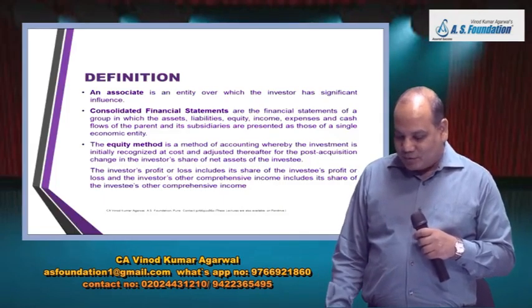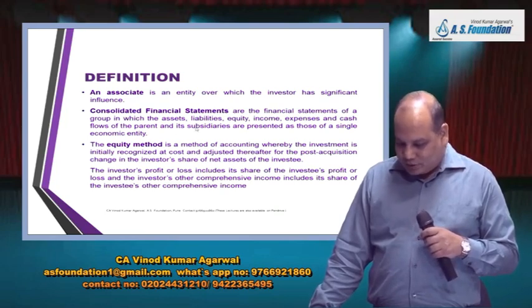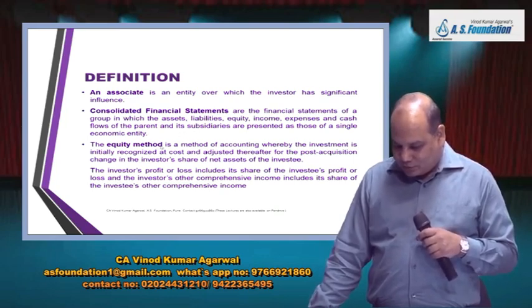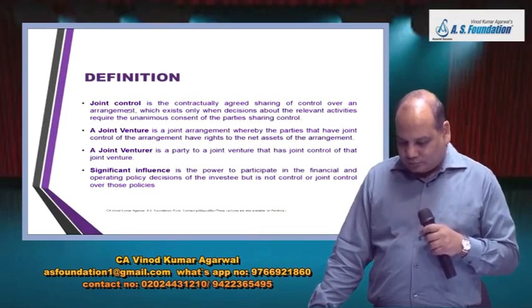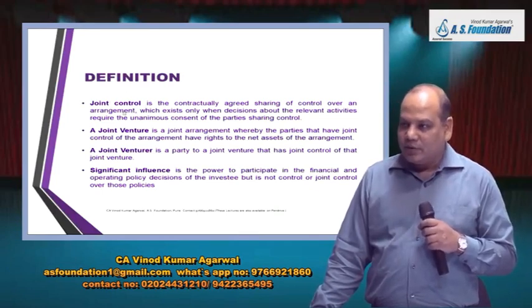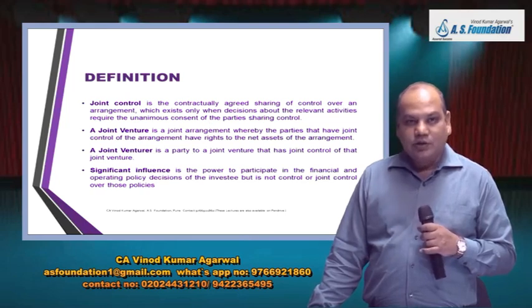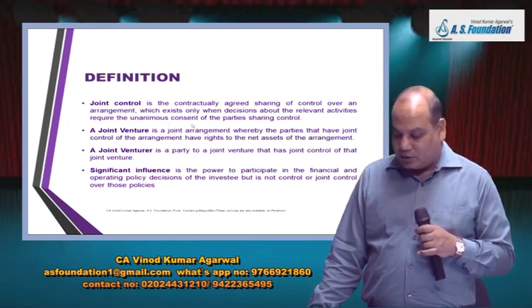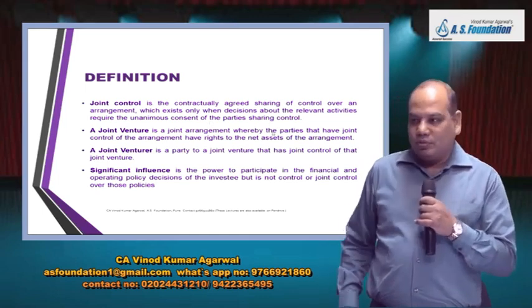Okay. So now see the definitions. Some definitions I will not read again. Associate is done. Consolidated financial statement we know. Equity method I have just now explained. Now next is definition of joint control. This definition is same as in IFRS 11. It is the contractually agreed sharing of control over an arrangement, which exists only when decisions about the relevant activities require the unanimous consent of the parties sharing the control.